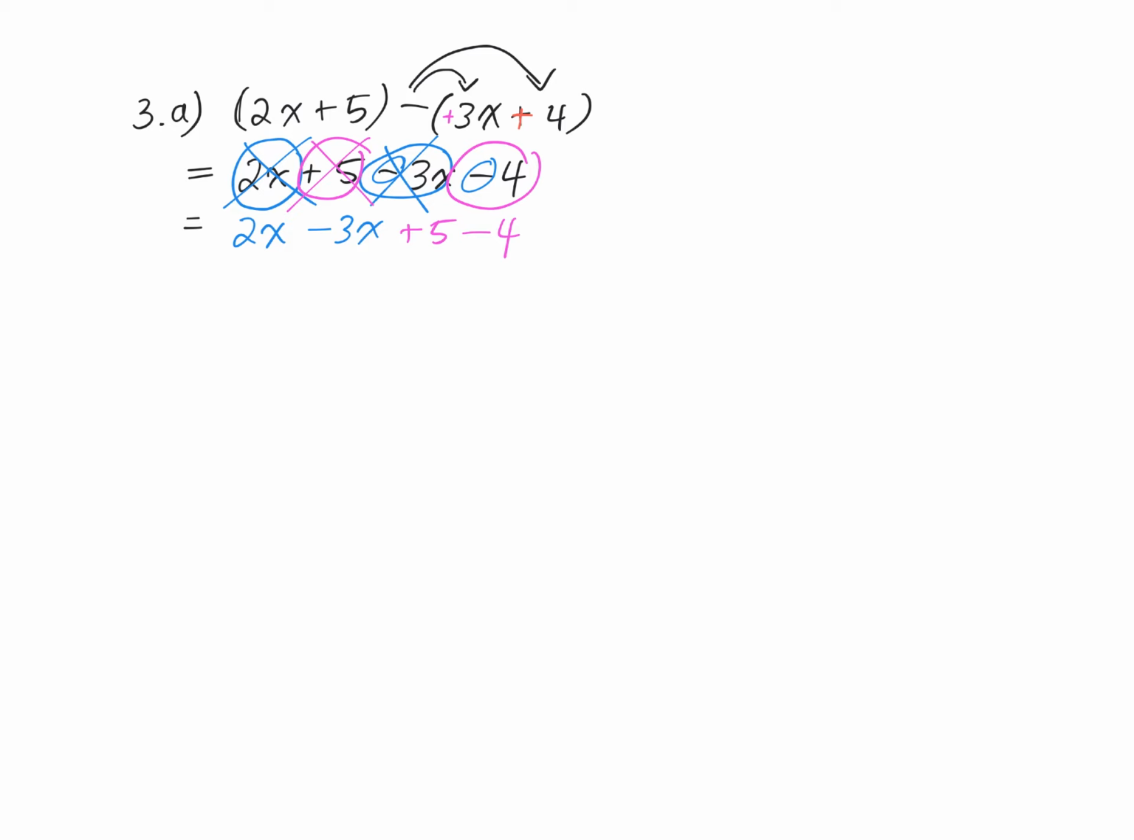What's the final answer? What is 2x take away 3x? What's 2 take away 3? Negative x, or -1x. We'll just write negative x. What is 5 take away 4? Positive or -1? Positive. That's it. That's your final answer.